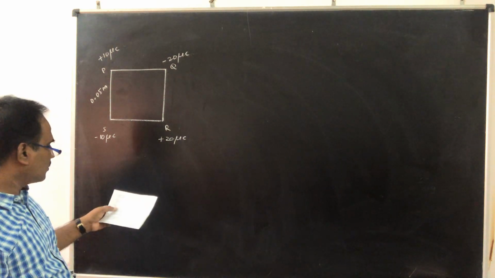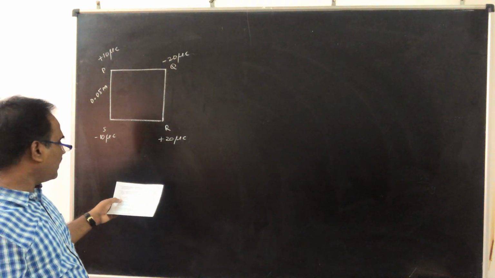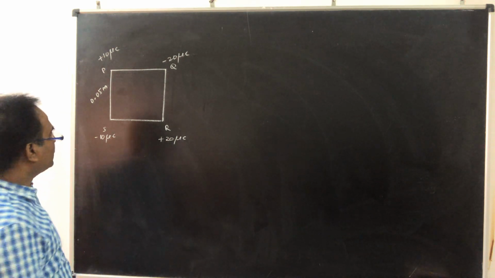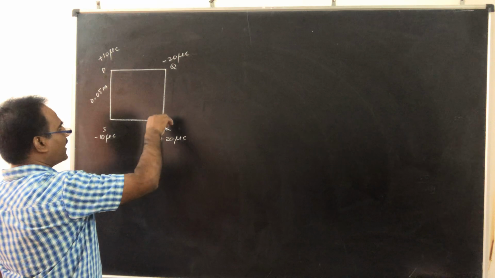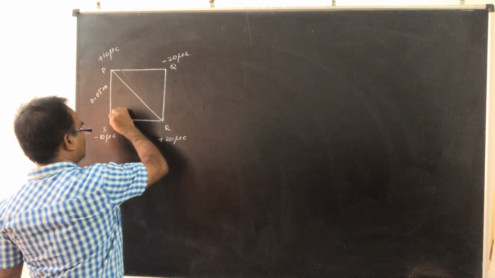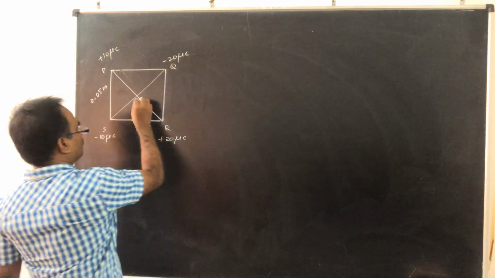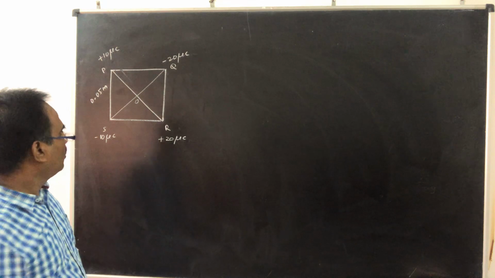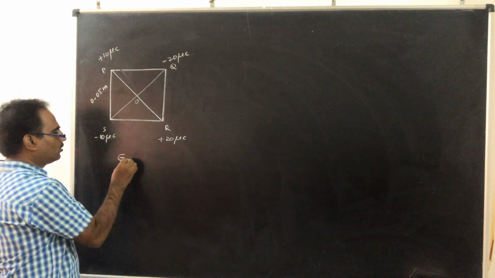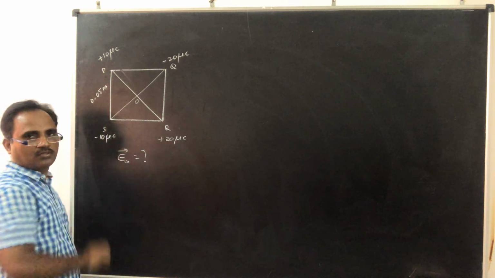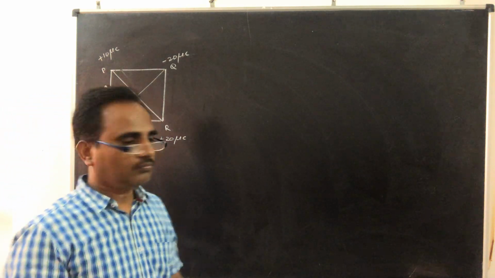Now the question is, find the magnitude and direction of electric field at the center of the square. So center of the square means it is the point where the diagonals intersect. So you join these diagonals like this. So this becomes the center of the square. You are asked to find the electric field at the center, both magnitude as well as direction.